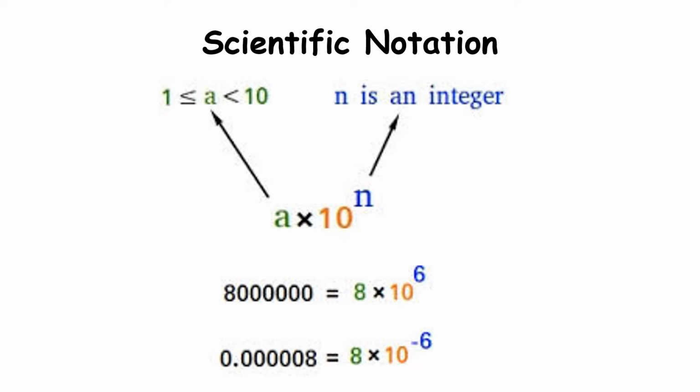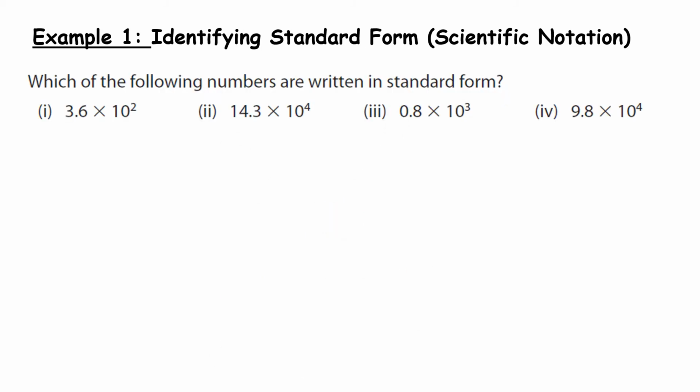So here's our first introduction to big numbers and small numbers. Big numbers have a power that's positive. Small numbers, i.e. decimals, are going to have a power that's negative. So let's look at an example: identifying standard form or scientific notation.